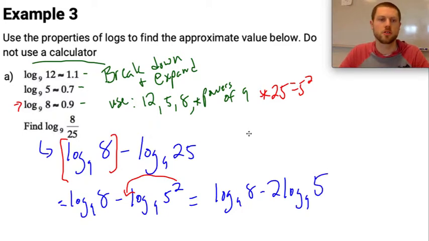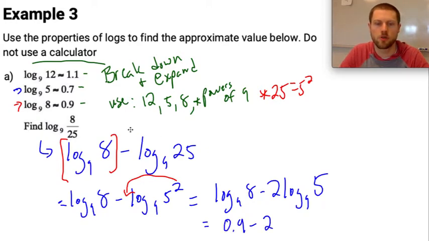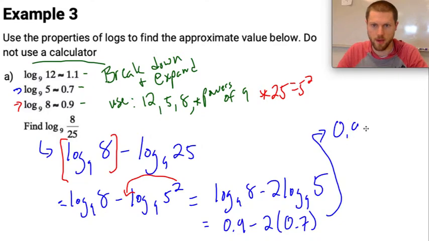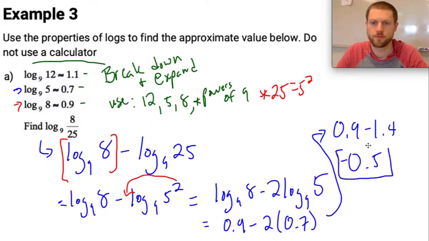So here's where I make the substitutions. I know that log base 9 of 5 is 0.7, and I know that log base 9 of 8 is 0.9. So I'm going to substitute this in as 0.9 minus 2 times 0.7. Again, this is a non-calculator problem, so I do need to calculate this in my head, or I can write it out. This is 0.9 minus 1.4. It's kind of like 9 minus 14, so this is going to equal negative 0.5. So again, I used the properties of logs to break down and expand this logarithm, and then used the pieces that I did know to come up with a final answer.